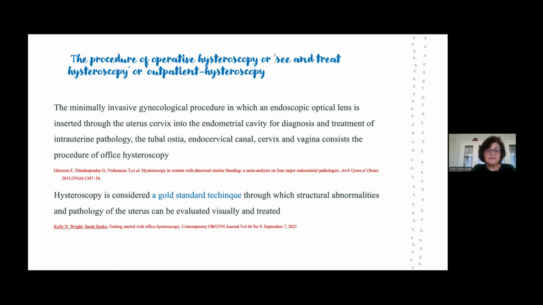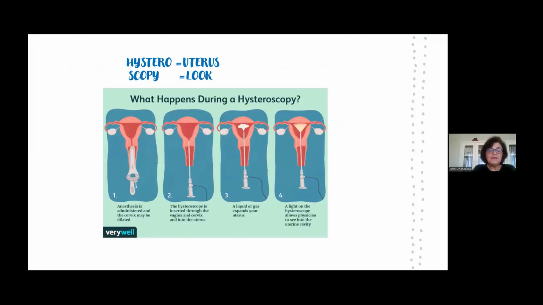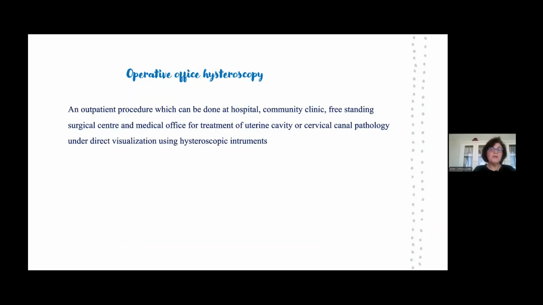Hysteroscopy is considered a gold standard technique through which structural abnormalities and pathology of the uterus can be evaluated visually and treated. Hysteroscopy is a combined word from the Greek word hystero, which means uterus, and scopy, which means look. This is a picture of what happens during hysteroscopy.